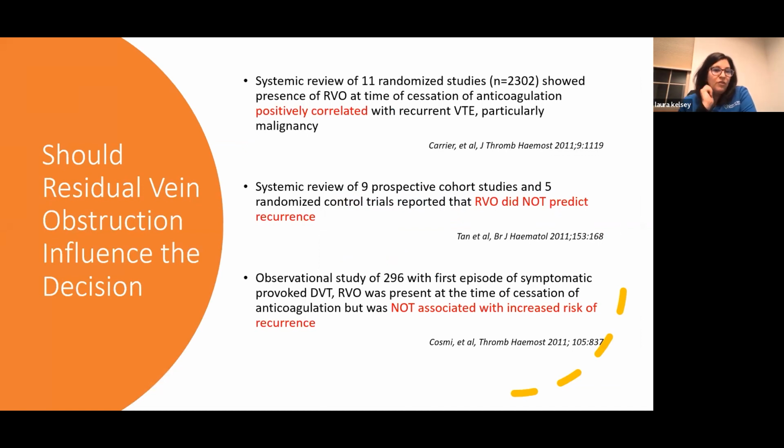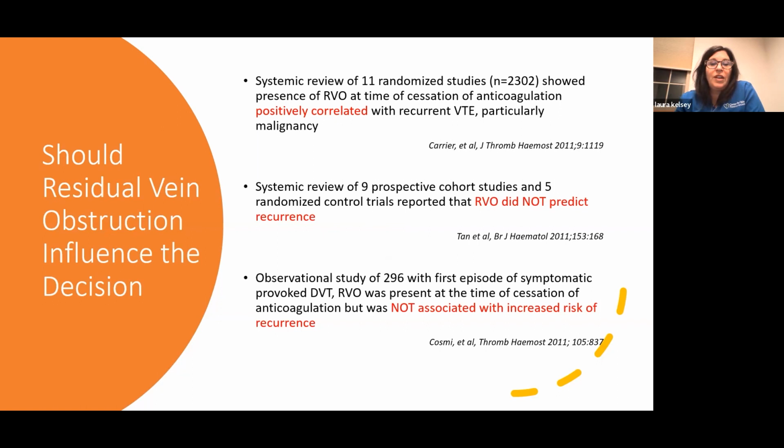Should residual vein obstruction influence a decision? Well, intuitively, I think it should have a role. We'll talk more about that, but if you really look at the data, there was a review of 11 randomized trials that showed there was a correlation. This was published in 2011.